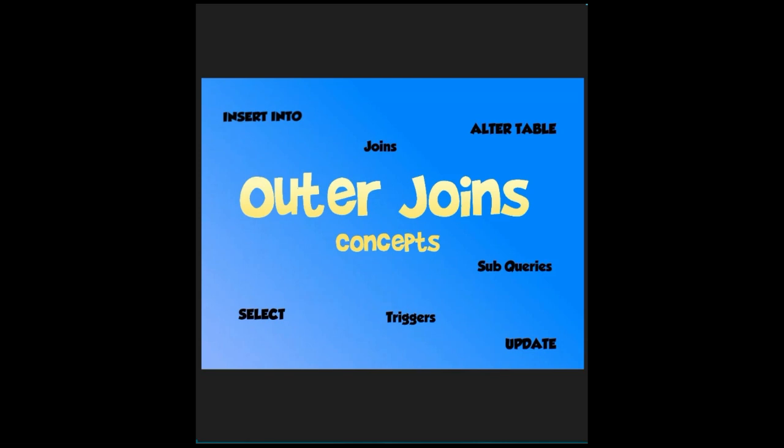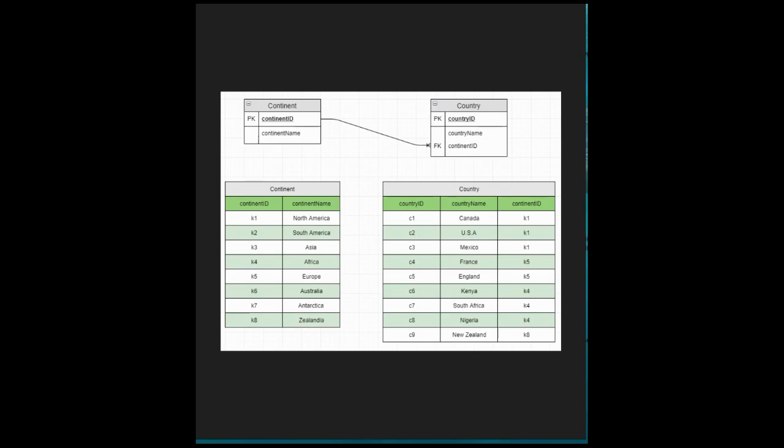Okay, let's get started. These are the sample tables we're going to use. Two tables, one called continent, one called country. They're joined together through the continent ID primary key here and the foreign key over here. Here are the two tables with sample data in them.